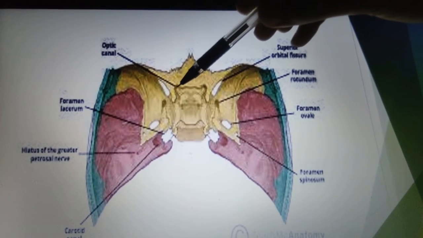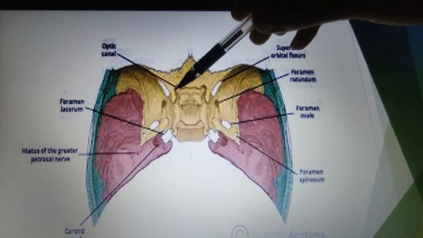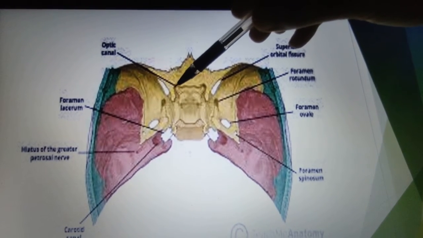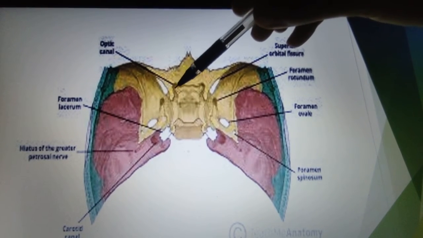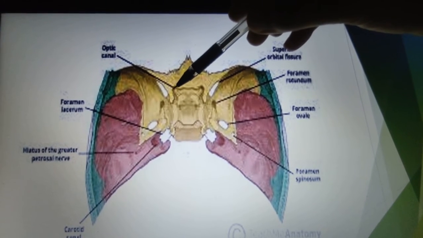So it is a spotter question for you. Optic canal: we will put a probe inside the optic canal and ask you to identify the probed area. You have to mention it as optic canal. What are the structures passing through it? Optic nerve, ophthalmic artery and meninges. Is it clear?